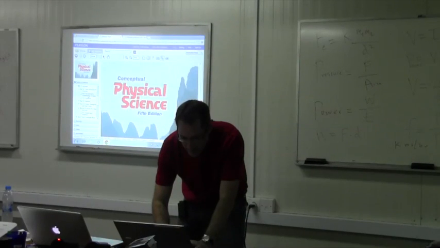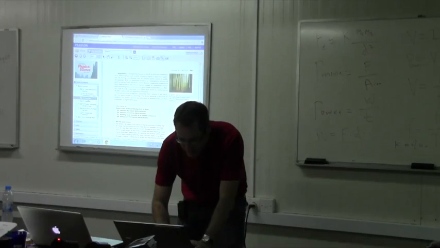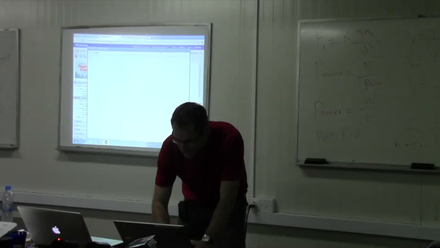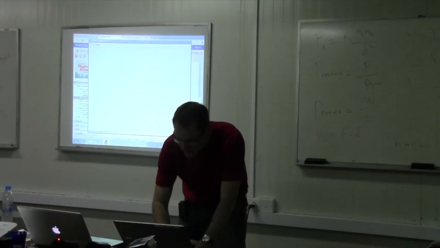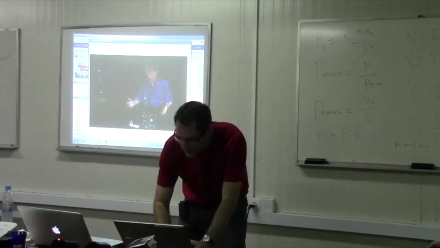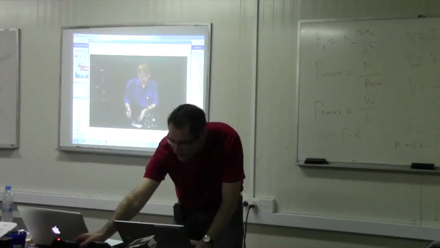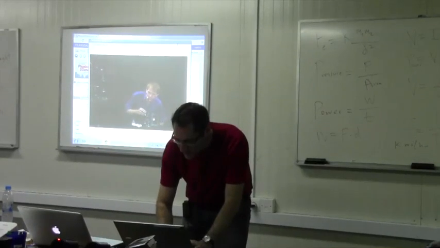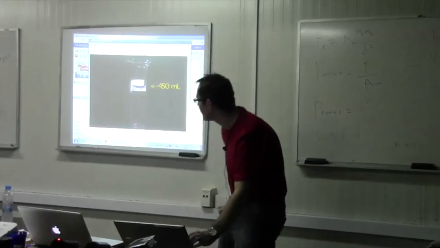Let's see. Solutions. Is that where we are yet? Here we go. I think this is the one. Yep, this is it. Look at what we have here. We've got some sugar. We have this cylinder filled with water. How much water? 450 milliliters.